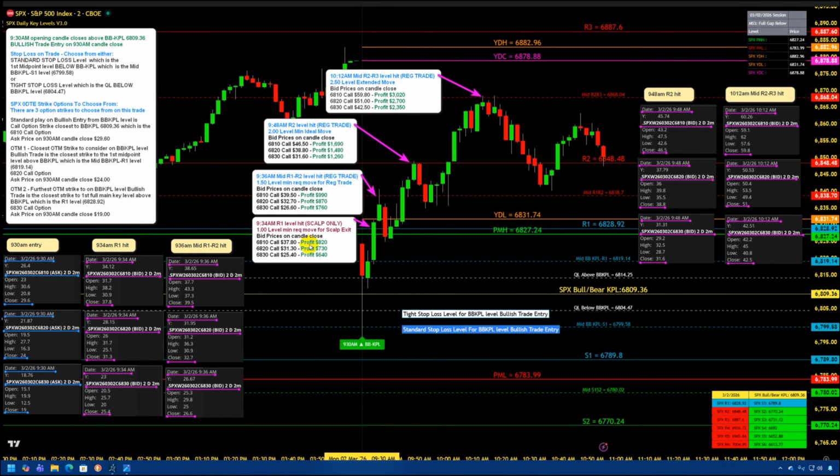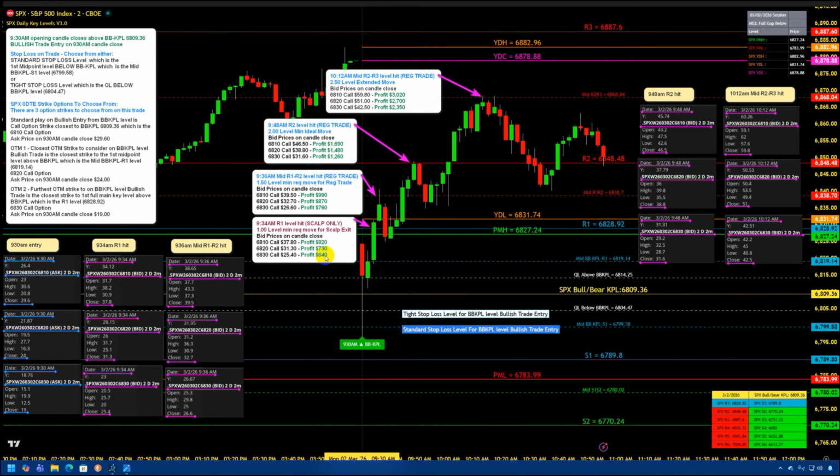The 68.10 bid on the candle close is 37.80. That's a profit of $820 per option. The 68.20 bid on the candle close 31.30. That's a profit of $730 per option. The 68.30, the last one was the 68.20, of course. The 68.30, 25.40 on the bid. So that is a profit of $640 per option on that scalp only move.